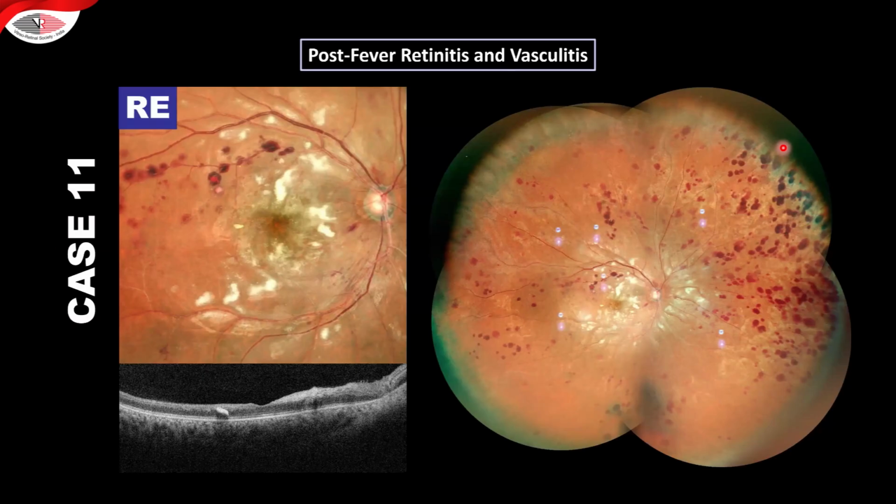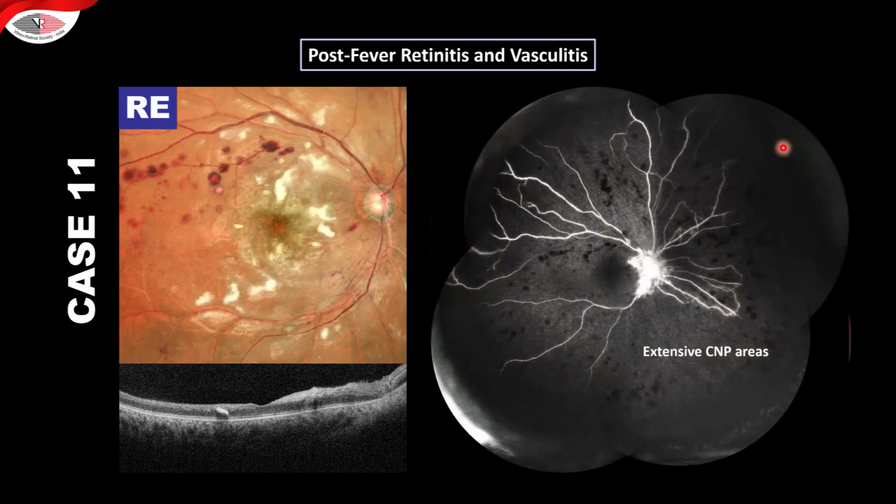This again post-fever retinitis and vasculitis. You can see the hemorrhages which are scattered up to the periphery in wide field imaging, and the cotton wool-like lesions, patches with sensory retina edema seen on the OCT. Can you imagine this patient when you do the angiogram is extensive CNP area, totally a loss of capillary network which is seen in this.